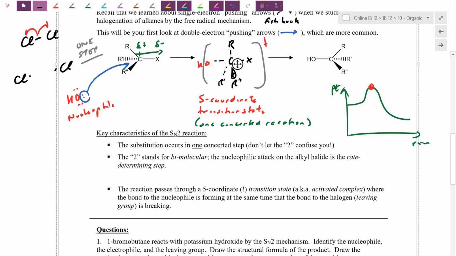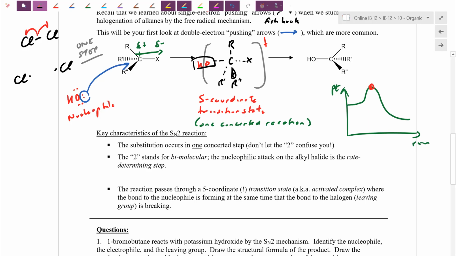I'm trying to create a new bond with the O, so this bond is just starting to form, as the C to X bond, which was naturally there, this bond here is just starting to break. So it's all happening in one step, even though I call it an Sn2 mechanism. And what ends up happening, if the reaction occurs, if OH is a stronger nucleophile than the X, if it ends up bonding better, the OH actually attaches to the carbon.